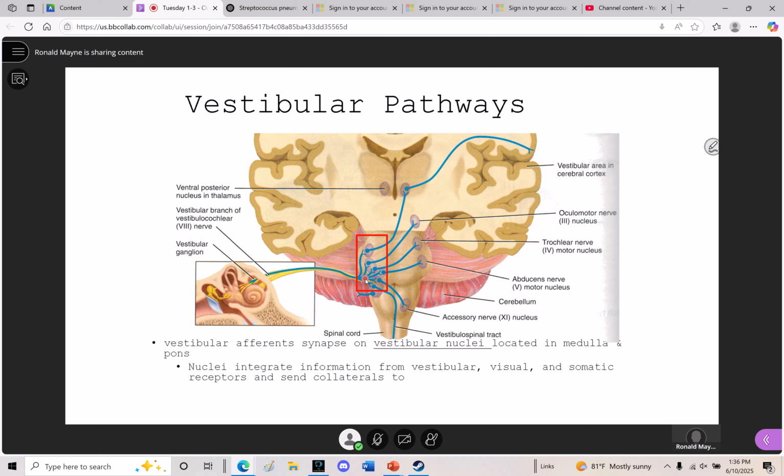It's going to enter the cranium through the internal acoustic meatus. Enters the pons. Actually, between where the pons meets the medulla, there's a junction called the pontomedullary junction. It will enter the lateral side. There are going to be 4 vestibular nuclei. They're easy to remember: superior, inferior, medial, and lateral.